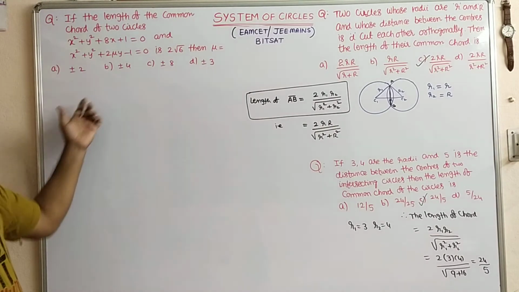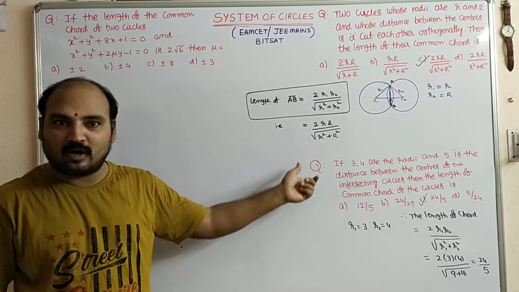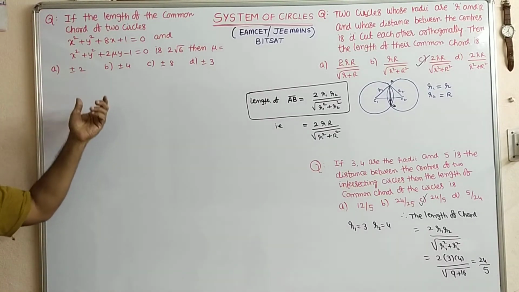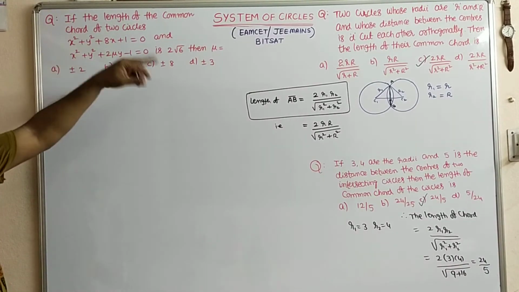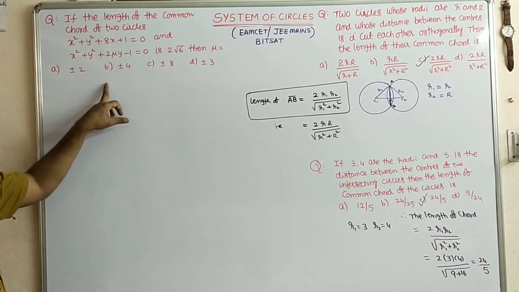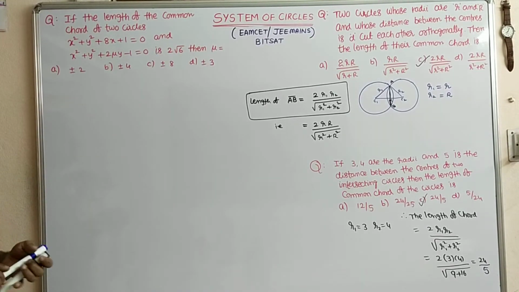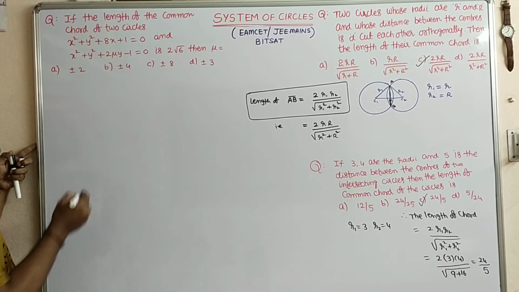We will move to the next question here. This is also related to the length of chord, common chord AB. And here some unknown value we are going to calculate by using this formula. If the length of common chord of two circles is 2 root 6, then find the value of mu. So first, here we need to calculate the radius of both the circles now.